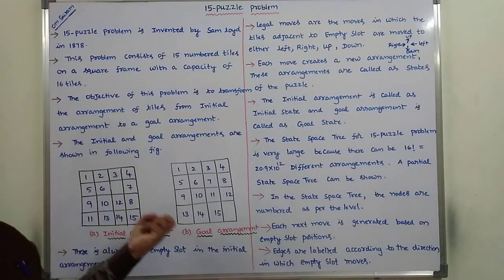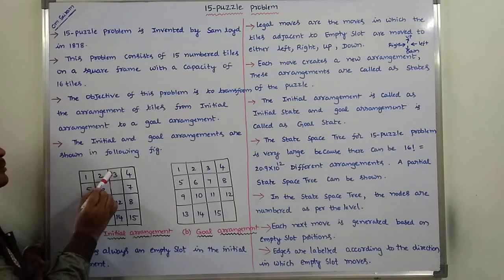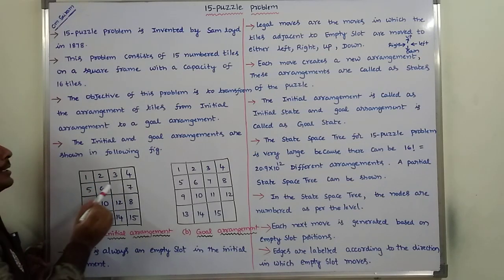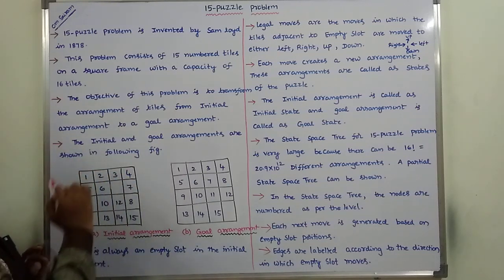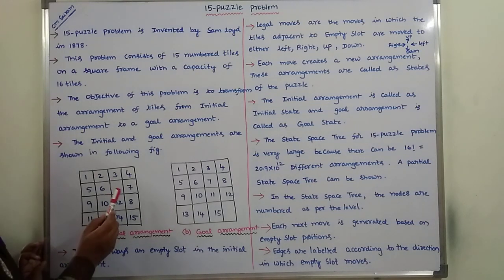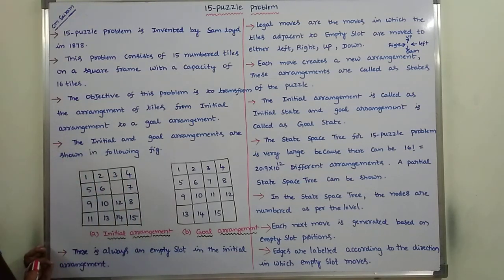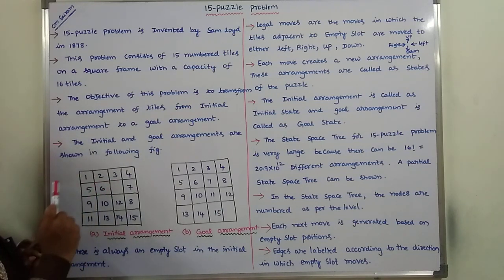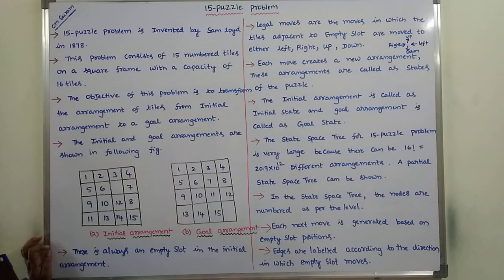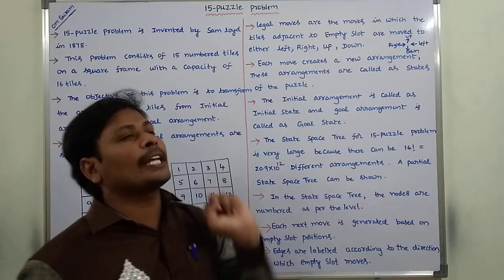Each move creates a new arrangement. Suppose the 3 tile is moved in the down direction, and the empty tile moves to this position. Now this is one new arrangement. Next, 7 can be moved to this position and the empty tile moves to this position. That is one new arrangement. 6 can be moved to this position and the empty tile moves to this position. This is also a new arrangement. That means each move creates a new arrangement.